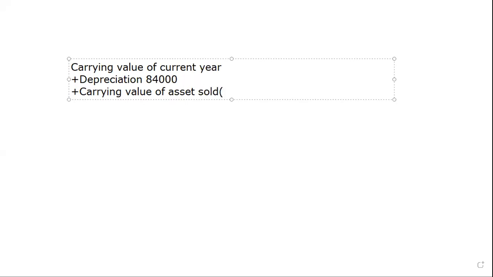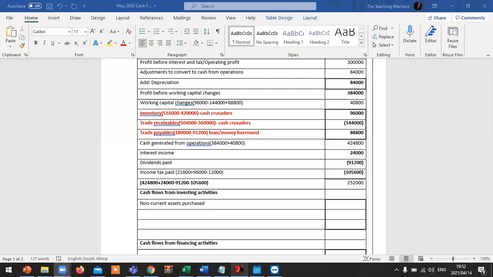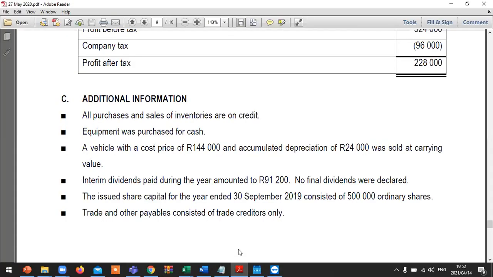Now, what is the cost price of the asset sold? Let's go back to the information. Isn't it 144,000? The accumulated depreciation is 24,000. So to work out the carrying value, we're going to say 144,000 minus 24,000. Oh, it's a PDF, I can't type here.